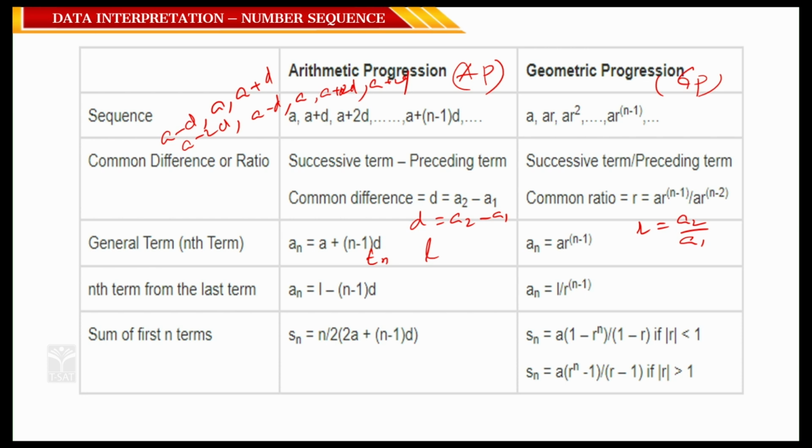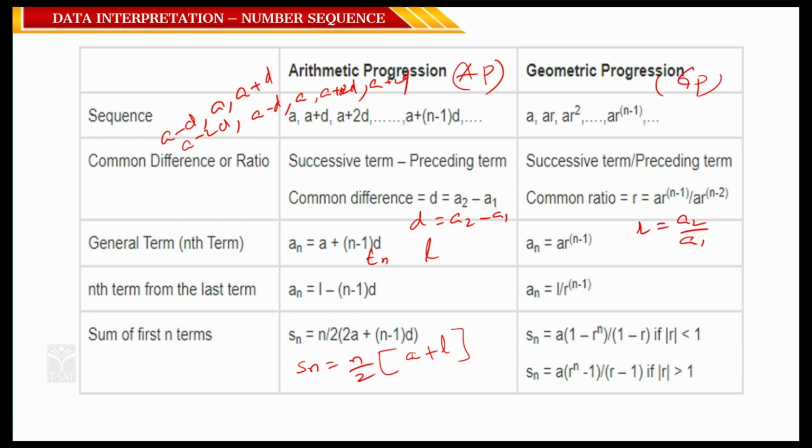And the sum of the first n terms, that's very important. Sum of n terms means Sn is equal to n by 2 of 2a plus n minus 1 into d. This is the sum of n terms, or you can say Sn is equal to n by 2 of a plus L, where a is the first term, L is the last term and n is the number of terms. There is no difference from the previous formula, Sn is equal to n by 2 of 2a plus n minus 1 into d, because the last term L is equal to a plus n minus 1 into d.